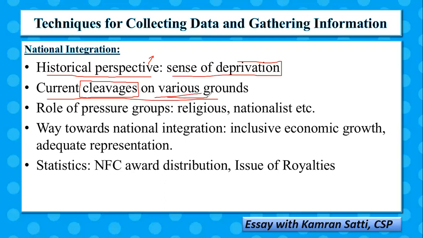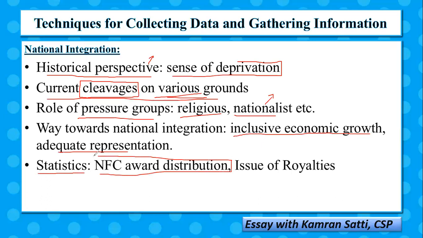Role of pressure groups in preventing us from becoming a nation. And these could be religious groups, nationalist groups. Okay, what is their role, what is their positive role, what is their negative role, and how can they be neutralized. Way forward toward integration, inclusive economic growth. Okay, there should be no economic deprivation, adequate representation at the federal level. These are some of the methods. Then you should be able to quote some statistics also. NFC award distribution, which distributes the resources between the federation and the provinces.